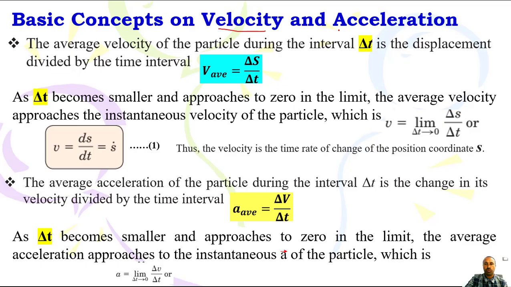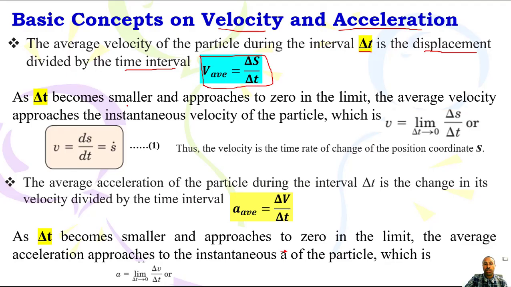Let me speak a few points on velocity and acceleration. The average velocity of a particle during the time interval delta t is the displacement divided by the time interval. So you may have time interval between t2, or t final, and t initial, which gives delta t. So average velocity is the change in displacement divided by change in time.